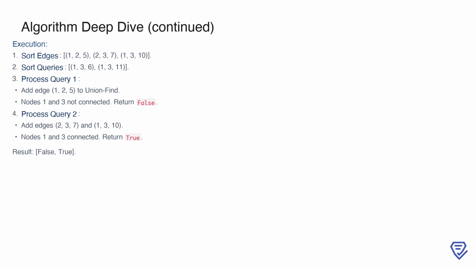For the second query, we add edges with weights less than 11. This includes the edges (2, 3, 7) and (1, 3, 10). Now, nodes 1 and 3 are part of the same connected component, so the result for this query is true. The final result for all queries is [false, true], demonstrating how the algorithm efficiently processes the input while avoiding redundant computations.